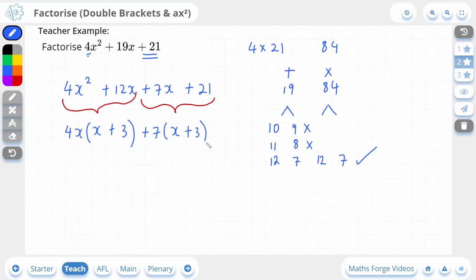How you know you've used the method correctly is when you reach this stage, if you have these two brackets that have the same values in them, so these two brackets are identical, it means you are doing this correctly.